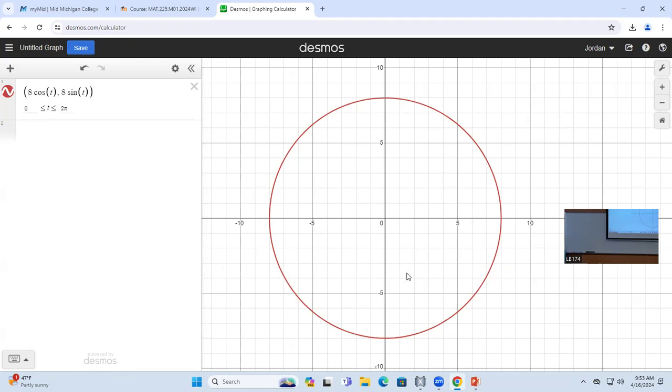Now, one thing about using your calculator, sometimes because the screen is not always a square, it's a little bit of a stretched out rectangle, that circle won't look perfectly circular. So if you're using your TI-84 to do that, just note that your screen size kind of stretches things out.